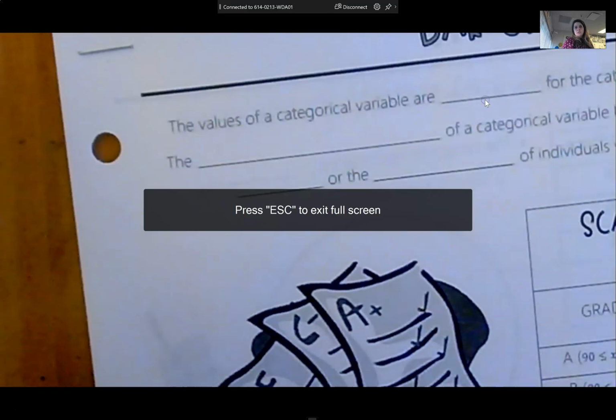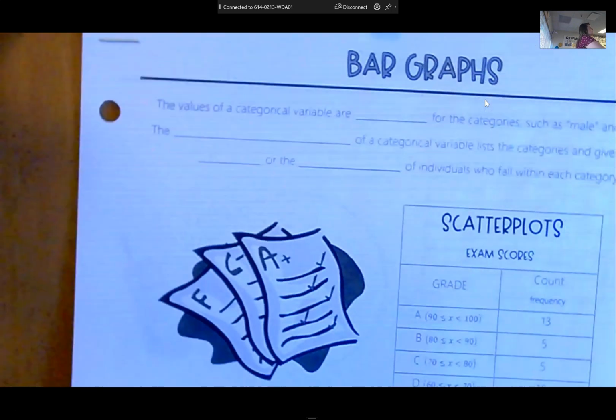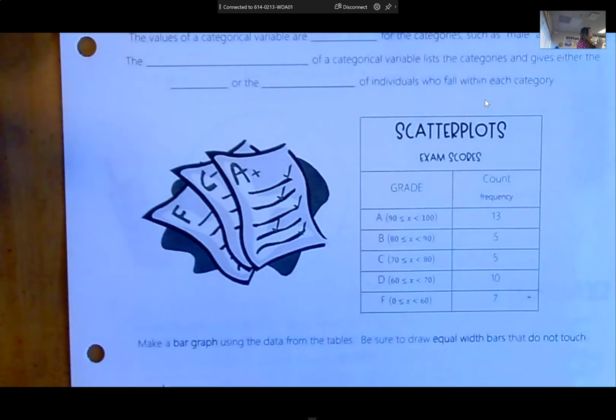Okay, so I was just telling everybody in class that they may want to use their colored pencils on this. So we're on bar graphs now, and the data that we're going to look at is the number of students in each grade category on our test.